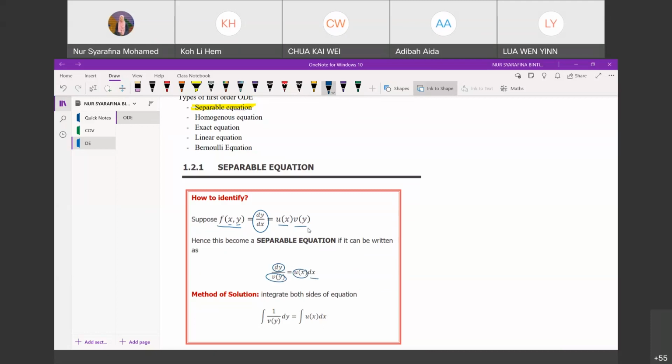All right. So if we can separate the variable of function x and y according to the differential, then we can call it a separable equation. Okay, so after you can separate the equation according to the variable, then we can solve by integrating both sides. Okay, let's take a look at the example.